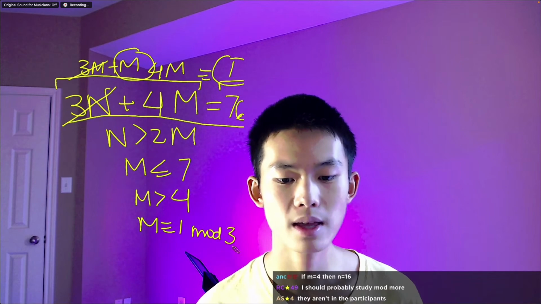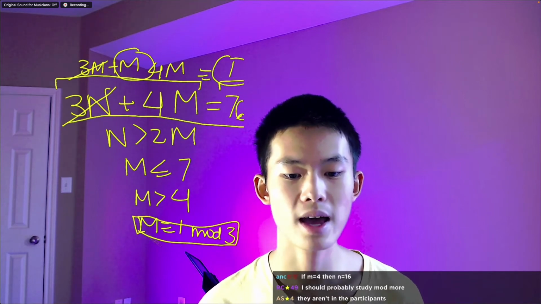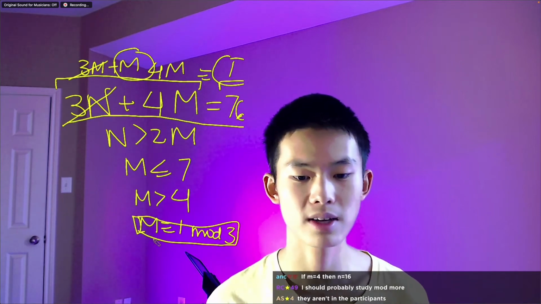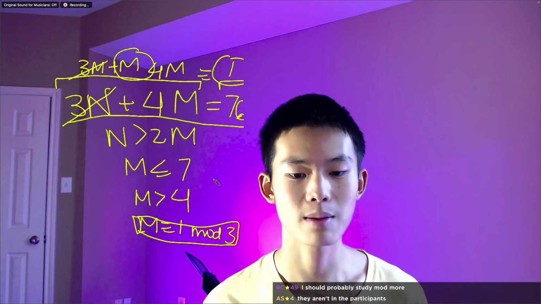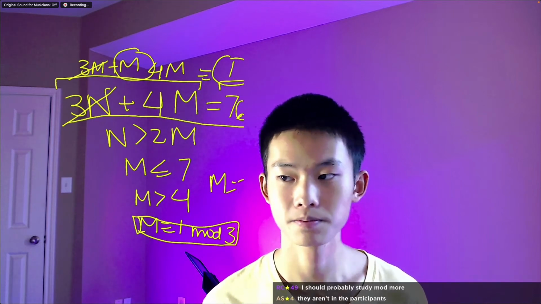Since we know that m divided by 3 has a remainder of 1, and also that m is greater than 4 but less than or equal to 7, there's only one possibility that m could be. So m is equal to 7.